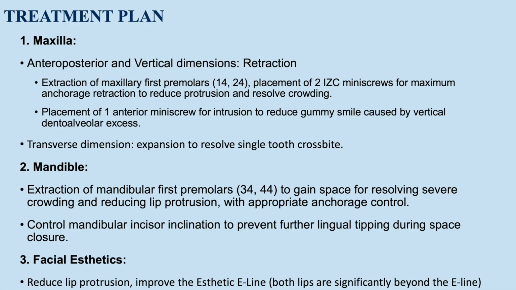Our plan involved the extraction of all four first premolars. To manage the maxilla, we utilized two infrazygomatic crest miniscrews for maximum anchorage retraction and one anterior miniscrew placed between the central incisors for vertical intrusion. This combination aims to reduce protrusion and the gummy smile simultaneously.